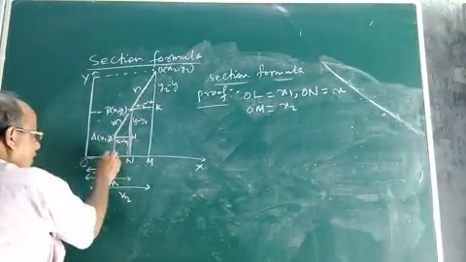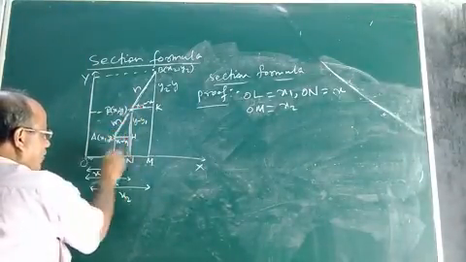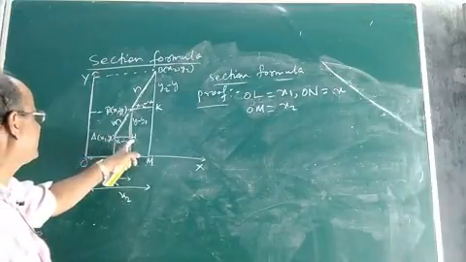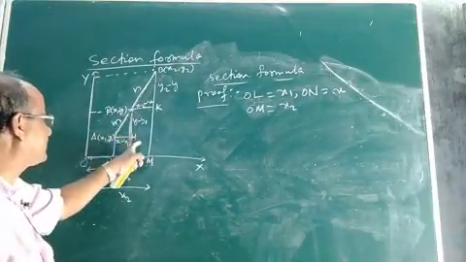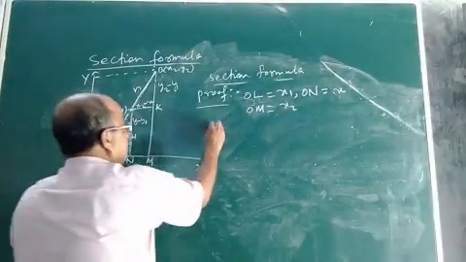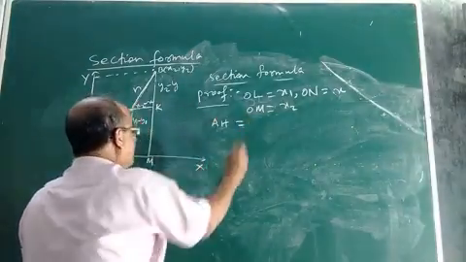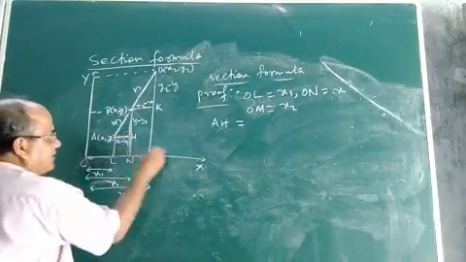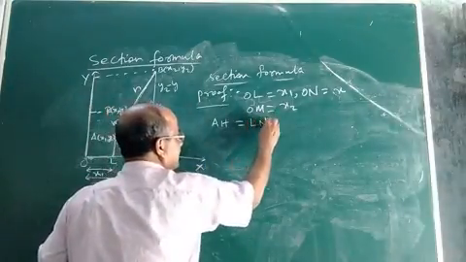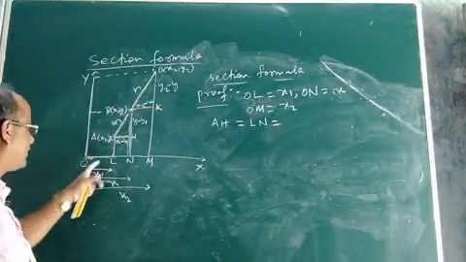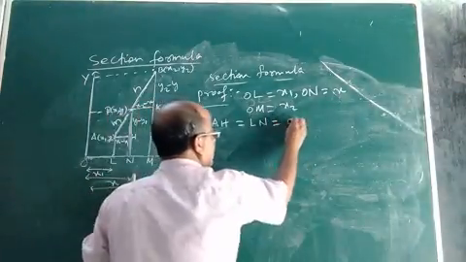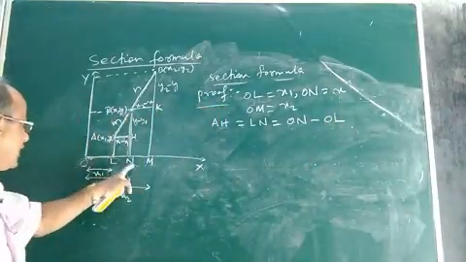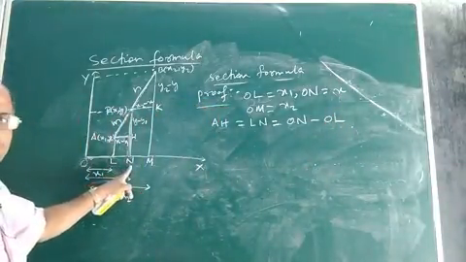Okay. Now after finding OL, ON and OM, you find the length of AH and PK. How to get the length of AH? Now this AH is equal to LN. If you look at the figure, AH is equal to LN, and LN is equal to ON minus OL. ON minus OL will give you the length LN.